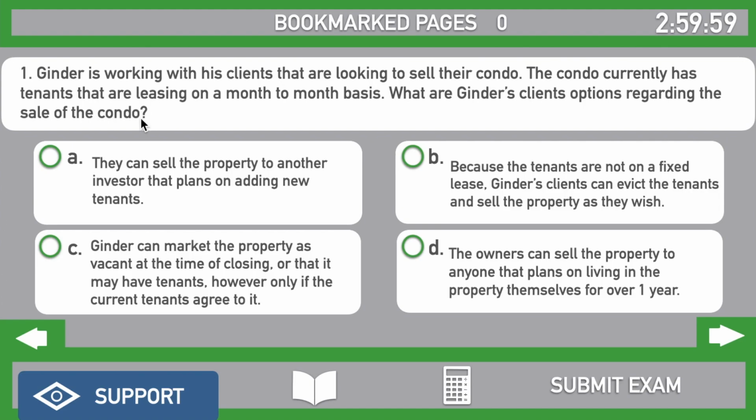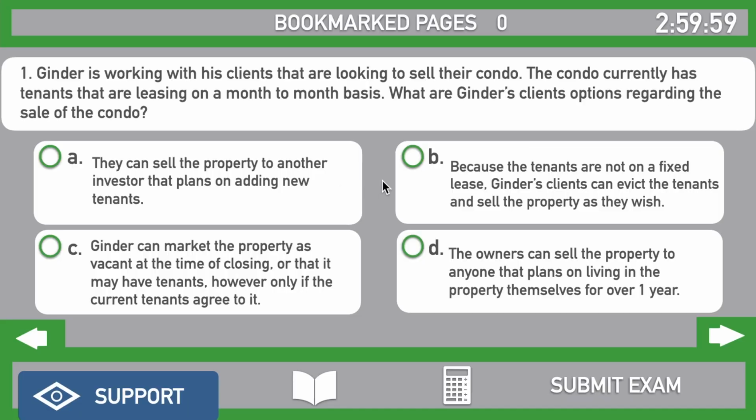A, they can sell the property to another investor that plans on adding new tenants. Okay, this is incorrect as you know now. They can of course sell to another investor, but the other investor has to either honor that lease or be moving into it themselves or be renting it to an immediate family member. B, because the tenants are not on a fixed lease, Jinder's clients can evict the tenants and sell the property as they wish. Again, incorrect here.